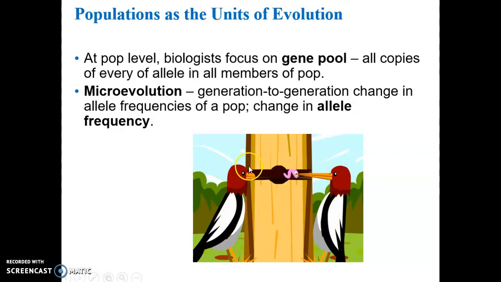So all the alleles in the population of these woodpeckers is called the gene pool. And if there's a change in the percentage of those alleles in a population over time, because of differential reproductive success, like this individual is going to reproduce more and have more offspring than this one, we can see a change in the allele frequency. So that's a change in the genetic composition of the population, in this case of woodpeckers, and that's called microevolution. Evolution in a population at the genetic level.